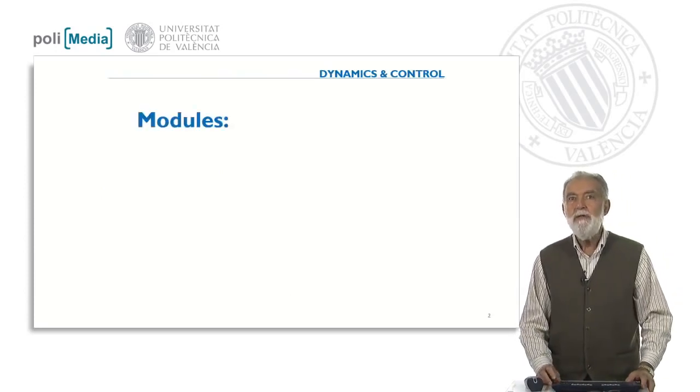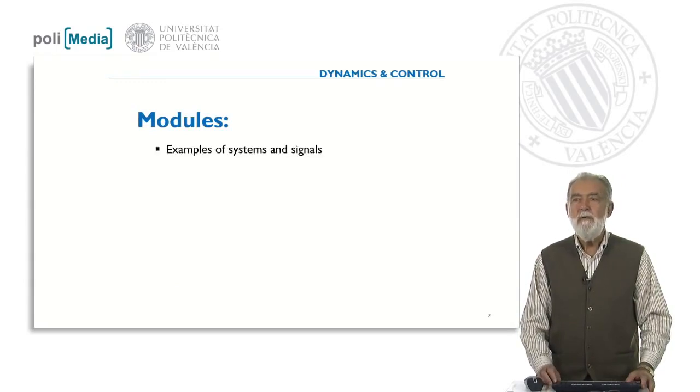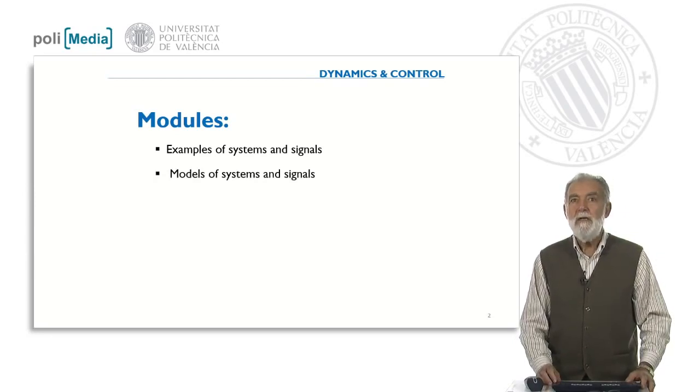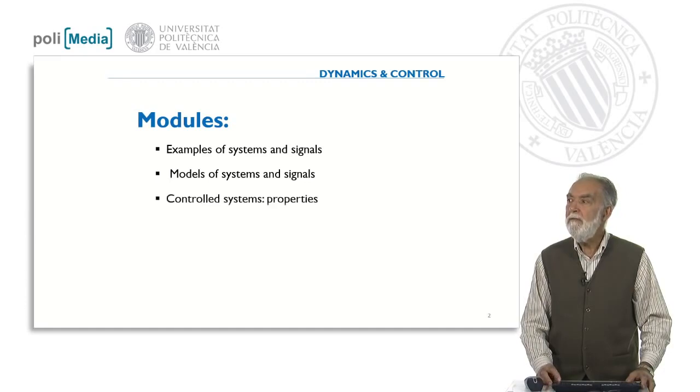In our course, we will develop several modules, and each one of them will comprehend different videos and also some questions and exercises, as you will see. The first one will be examples of systems and signals, just to know what we are going to deal with during the course. These systems and signals will be modeled, and the second module will develop this kind of models. In particular, we are interested in systems which are controlled.